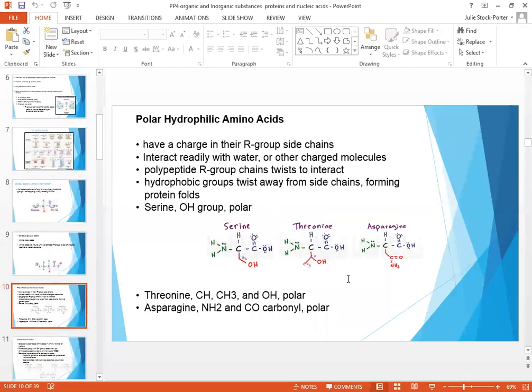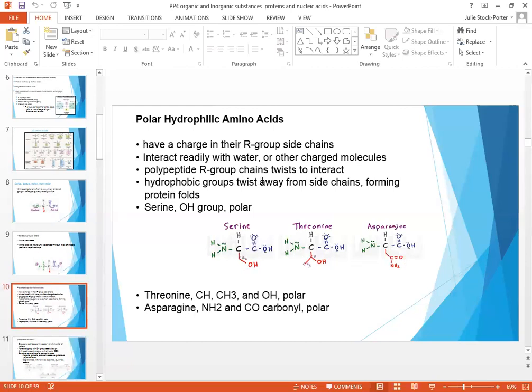All right, so now we have to look back at some of the terms we learned in our last chapter. Polar. What does polar mean? Well, polar means it's more positive on one side and negative on the other. It kind of works like a magnet. And hydrophilic, remember hydrophilic? It likes water. So we have polar hydrophilic amino acids. They have a charge in their R group side chains. So these, you can see, come along here, and they're charged. They interact readily with water or other charged molecules.